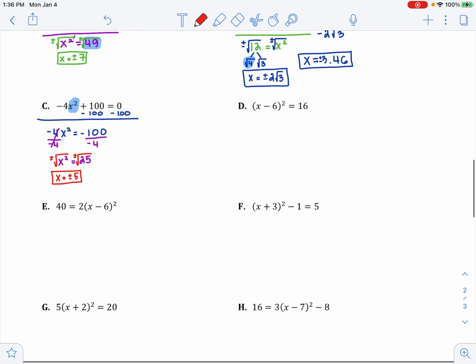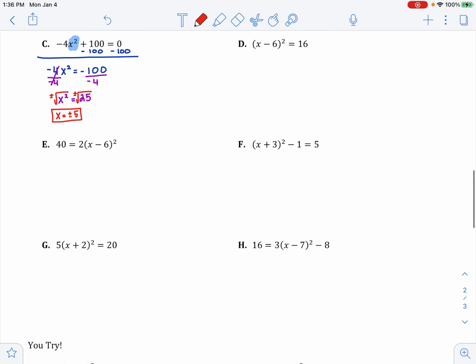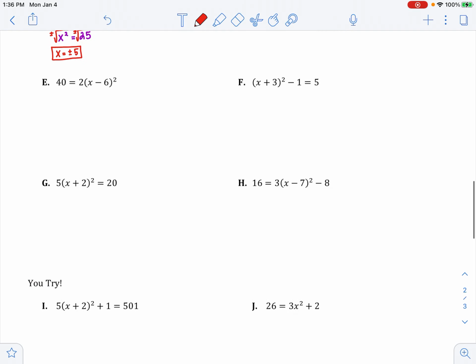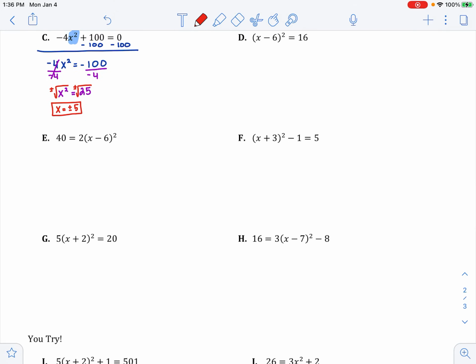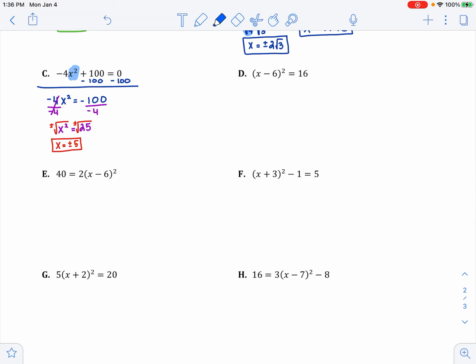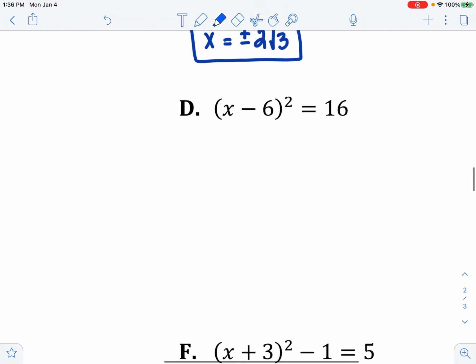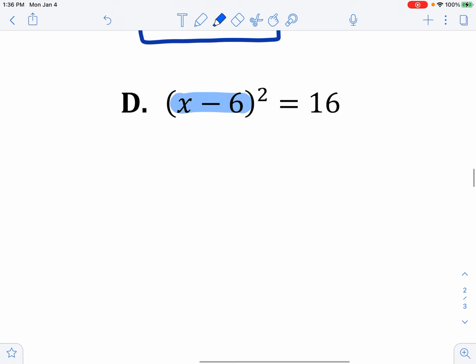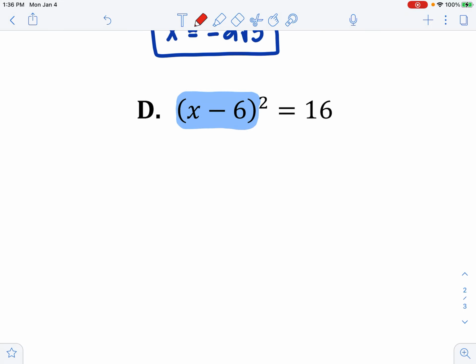If you notice the rest of them, D through I here, we have a set of parentheses. At first when I ask people what I should do, people will say, oh, this is x minus 6, write it out twice. But what I want you to realize is that you want to get rid of that square. So I have to get this by itself right here. In order to get the x minus 6 by itself, I have to get rid of that square.